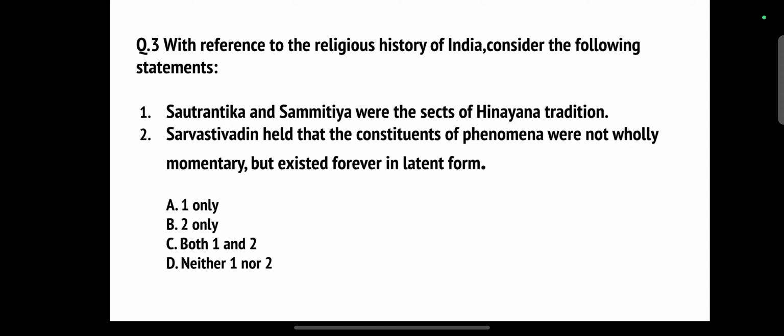Second option is Sarvastivadin held that the constituents of phenomena were not only momentary but existed forever in latent form. So by just looking at this name Sarvastivadin, you can conclude or you can infer at least that it must be talking about something which is existing forever, Sarvasti. So definitely this statement is correct. So the correct answer is both 1 and 2.